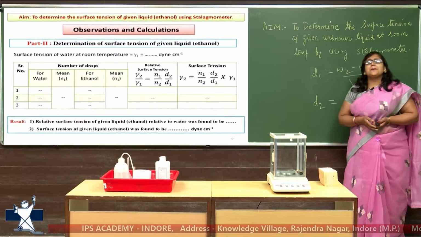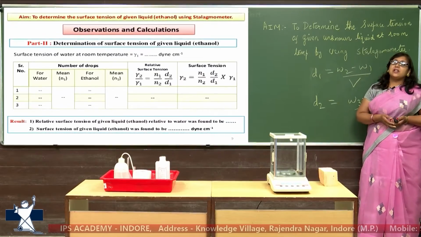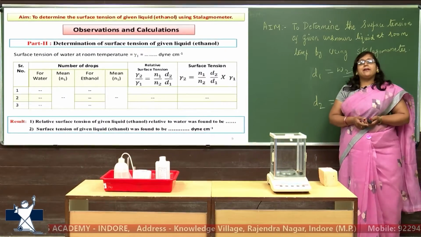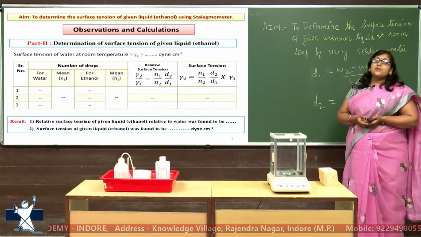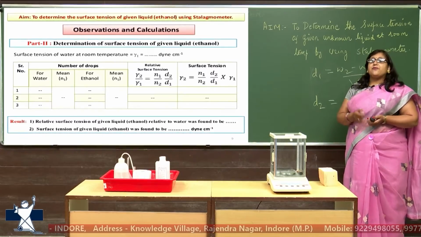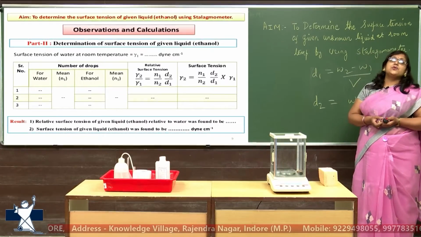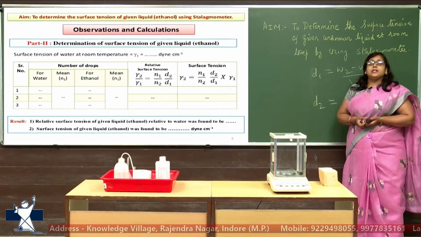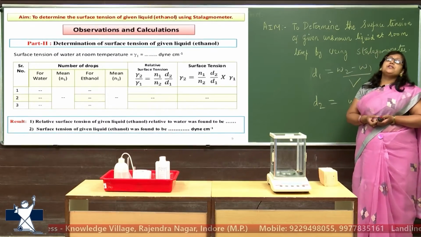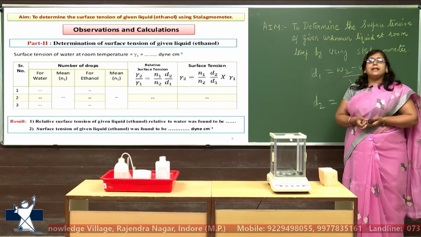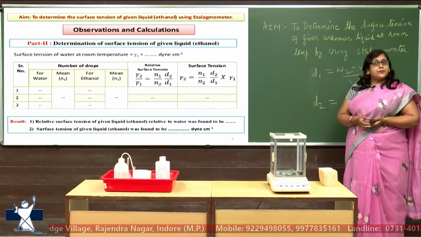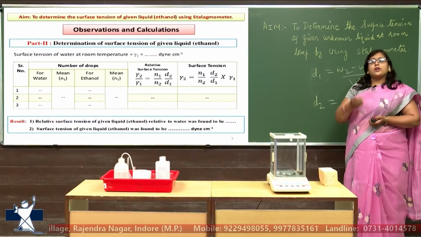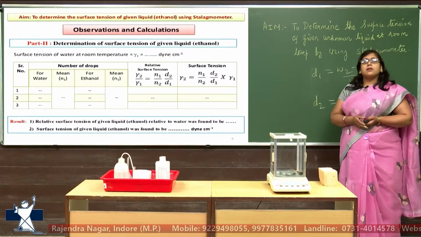So, by this formula, we are going to calculate the density of the liquid. Now, this is the table to determine the surface tension of the liquid. We are going to take 3 readings. 3 readings are taken because we have to take the mean, because every time there will be fluctuation in the reading. To take the mean, we are going to sum all the 3 readings and then divide it by 3. So, we are going to get the mean for the water and the mean for the ethanol.